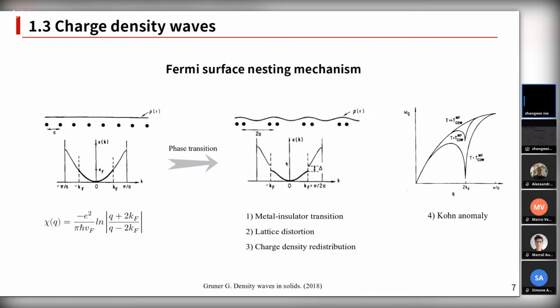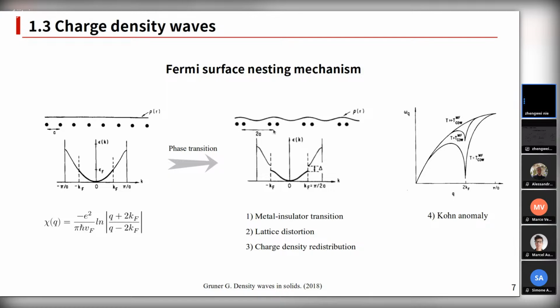After the phase transition, it goes into the charge density wave phase. There are four universal features for the charge density wave phases. The first one is the metal-insulator transition. We can see that before the phase transition, it is a metal without an energy gap, and after the transition, an energy gap opens. It becomes an insulator.